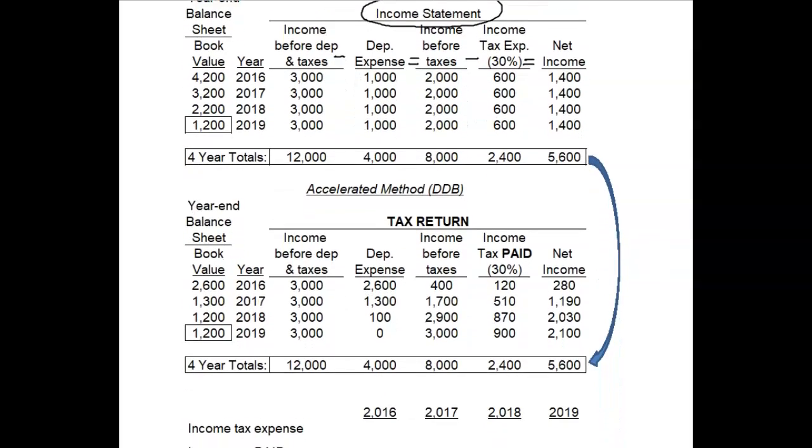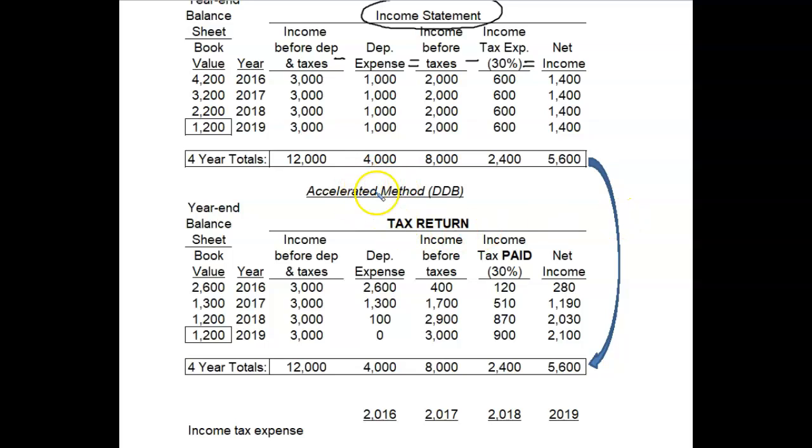Now, at the same time, they can use an accelerated method for their tax return. So let's assume they use an accelerated method, and I put that 2,600, 1,300, and 100 in here just to demonstrate, even if it's not exact, but the same theory will apply. If I had an accelerated method like this, what would things look like? So again, income before depreciation, subtract out depreciation expense, and I get my income before taxes. Take that times 30%, and I get my income taxes.